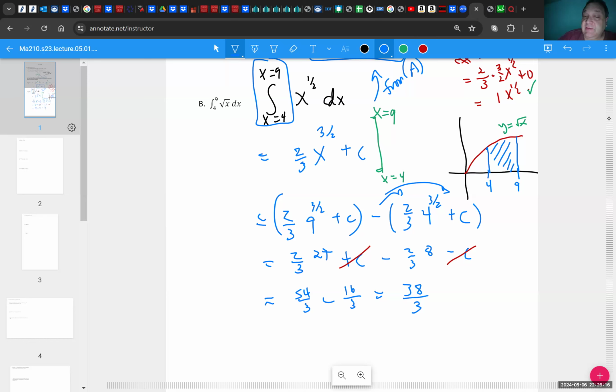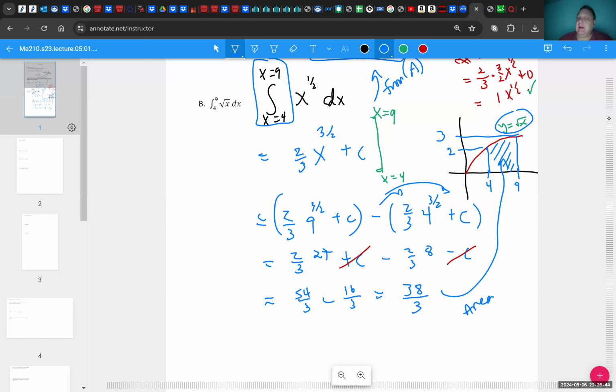And that's the area. So the area here, that's the area, right? If you have 4 and 9, and of course the y value here is 2 and the y value here is 3. How do I know this? Because I know the formula. Square root of 4 is 2, square root of 9 is 3. So if you have that little, sort of box-like thing, it's not really a box, but it's like a curved top part. That area is 38 thirds, square inches or square feet, whatever the axes are measured in.